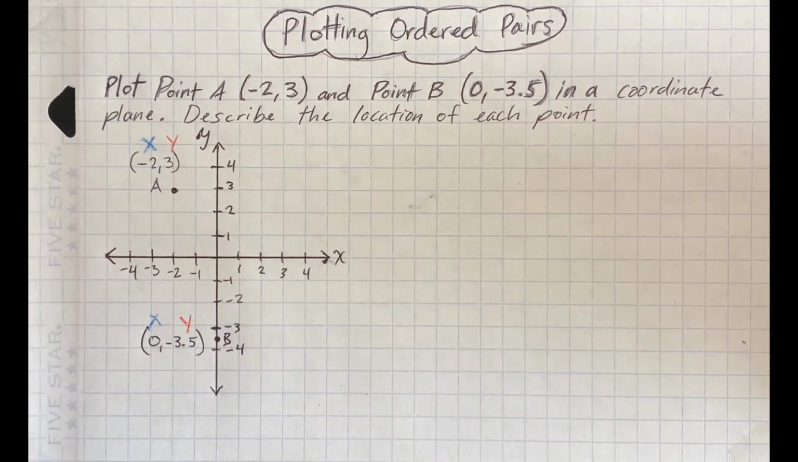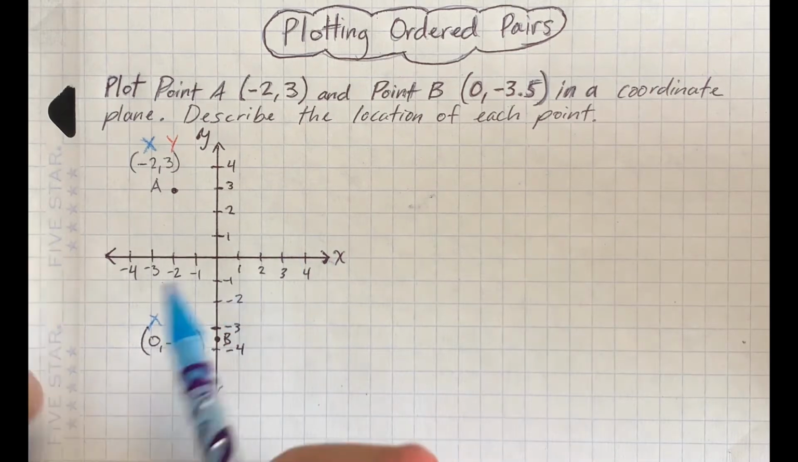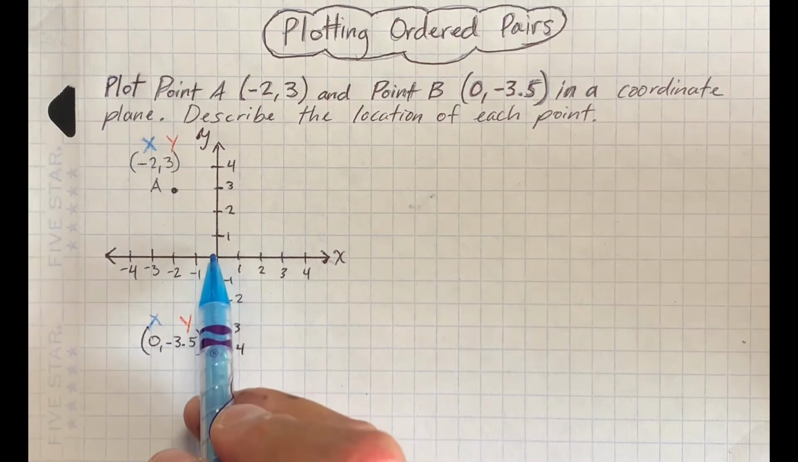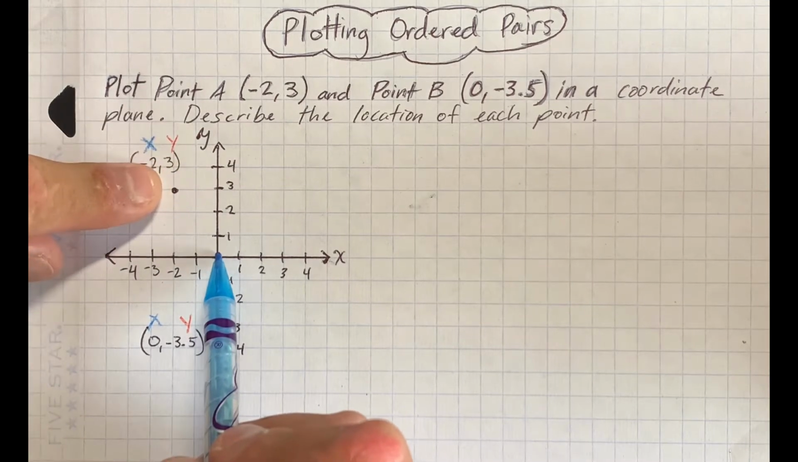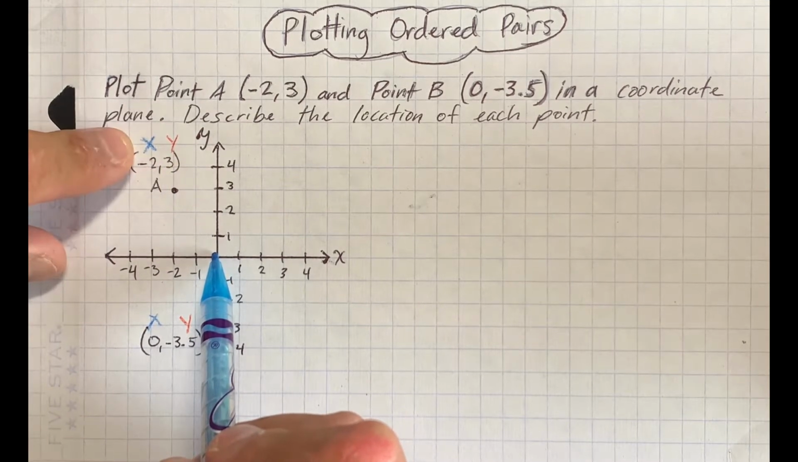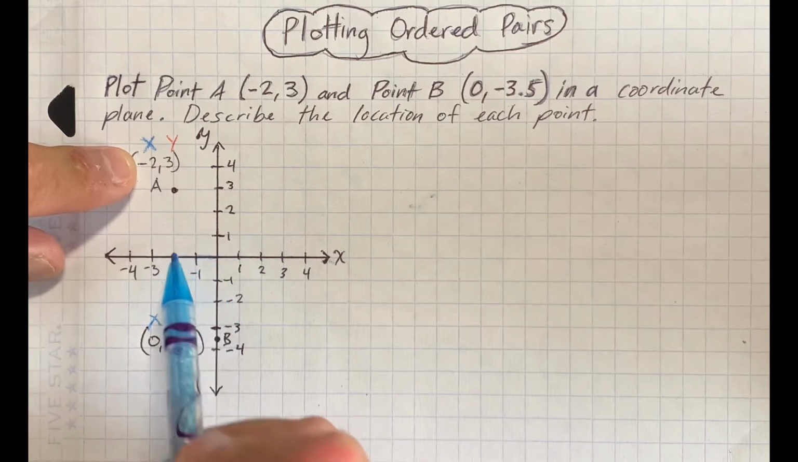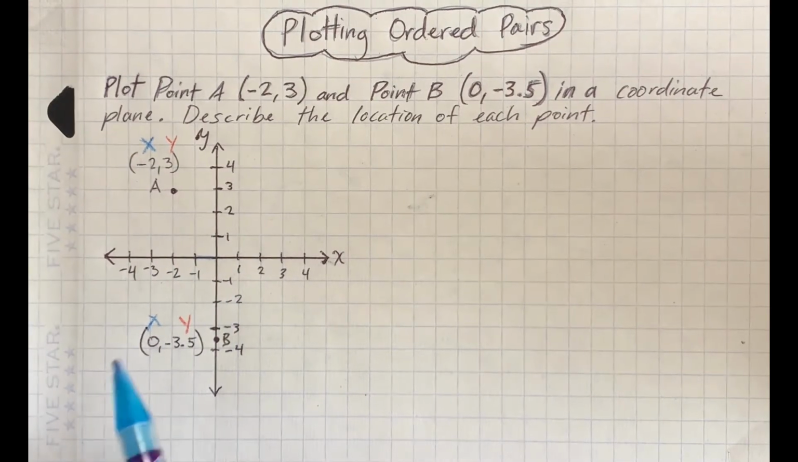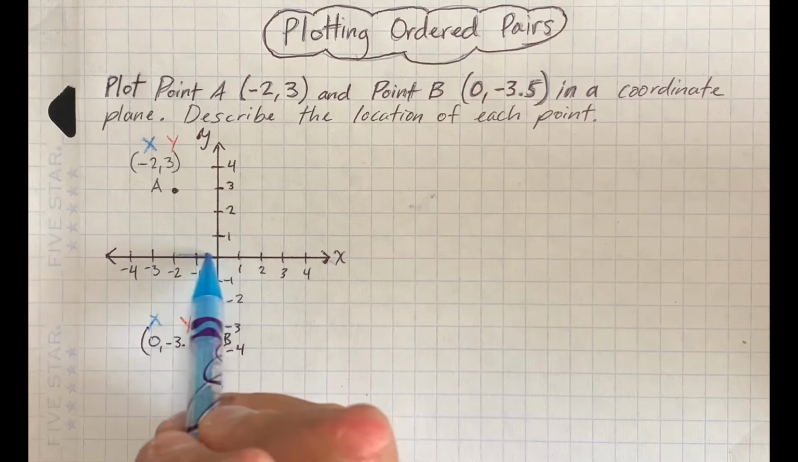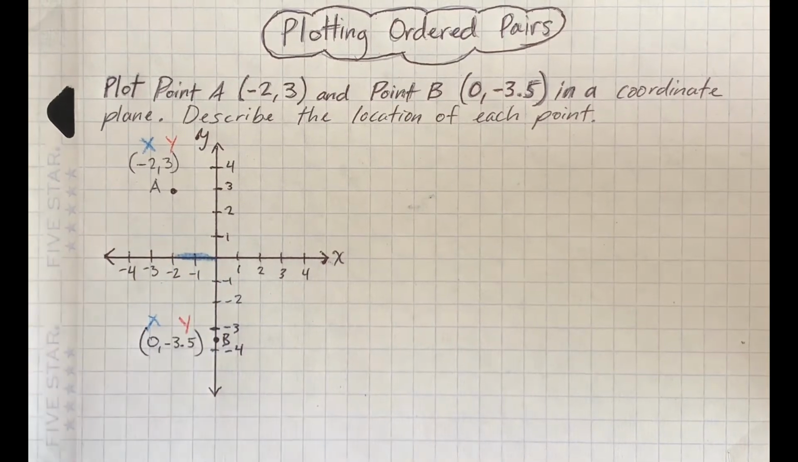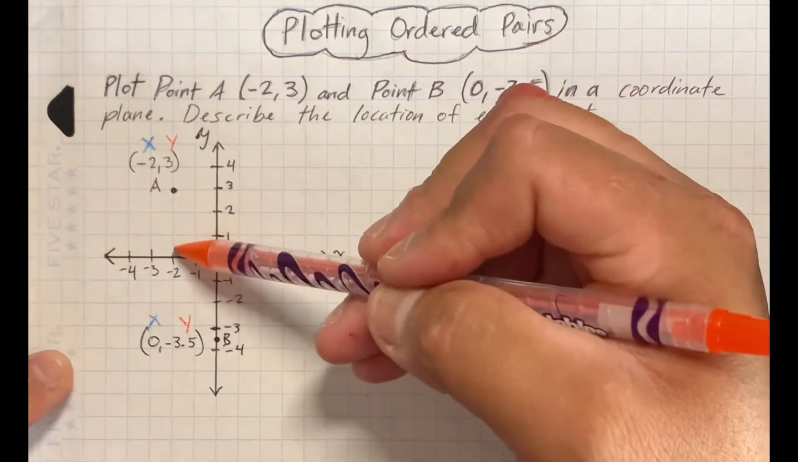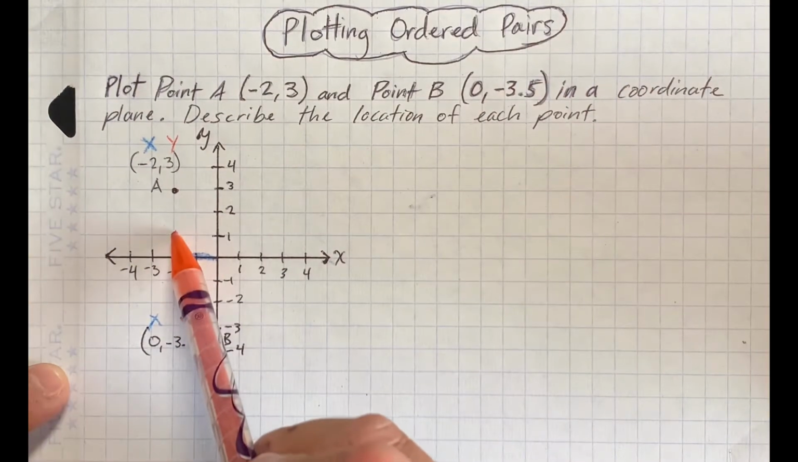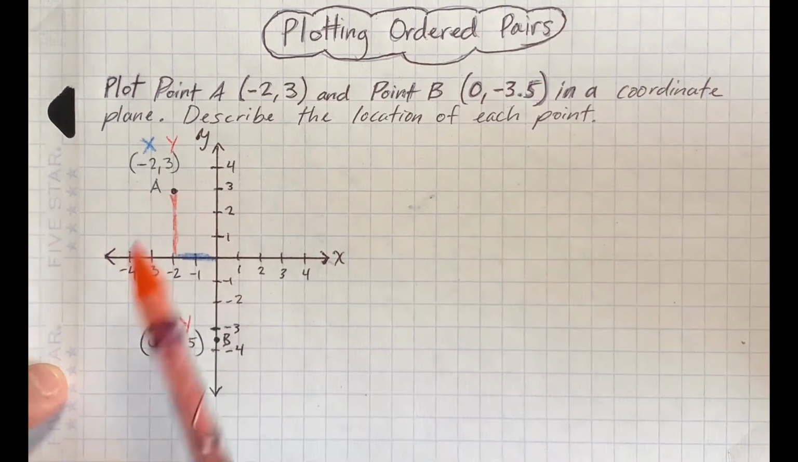So to get to point A, looks like we're going to start at the origin. Always do that. Always start at the origin. But to get to here, we have to start on the x-axis. Go -1, -2. Okay, so -2. And then on the y-axis, I have to go up. So I have to go up +1, +2, +3.